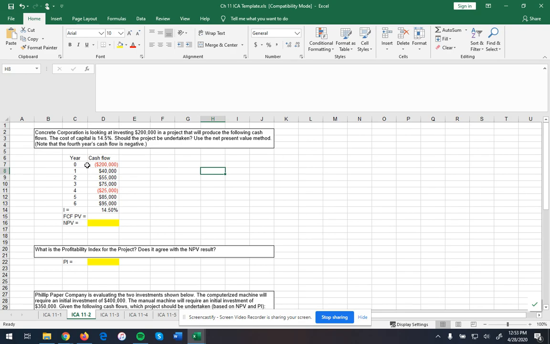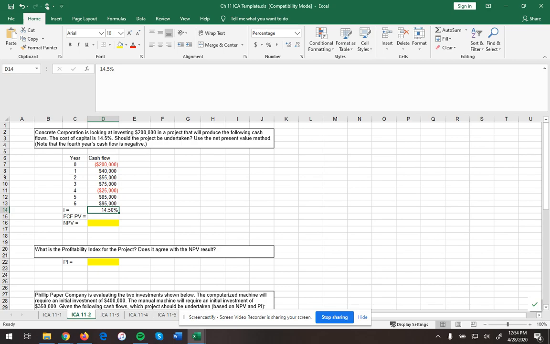So let's take a look at this. First question on ICA 11.2. Concrete Corporation is looking at investing $200,000 on a project that will produce the following cash flows. These given here. The cost of capital is 14.5%, which is what we talked about in Chapter 14. Should the project be undertaken using the net present value method? So there's really two steps that need to be done in order to calculate NPV of any project that we see.